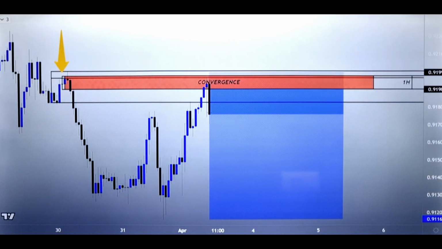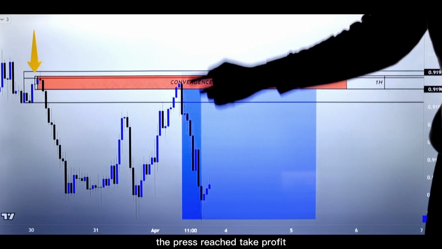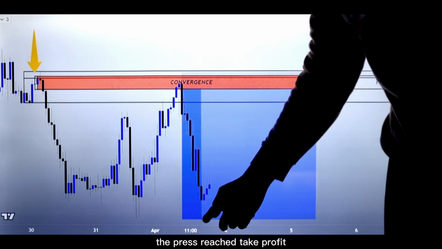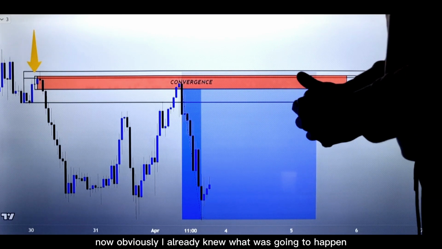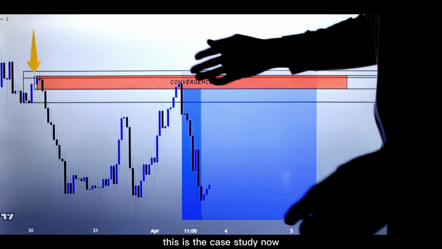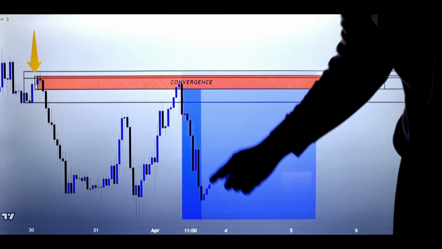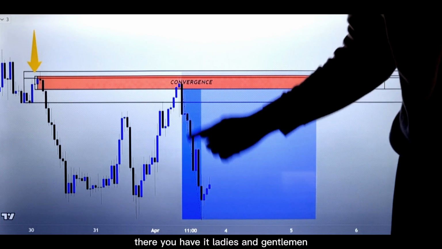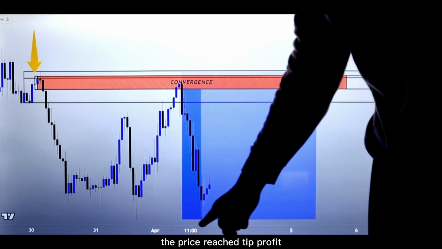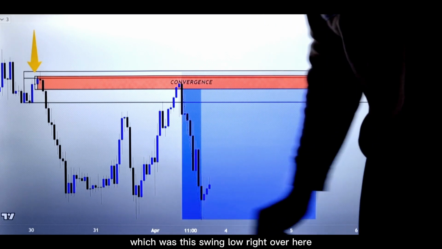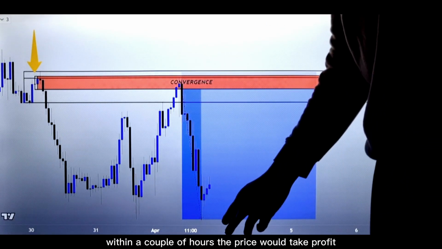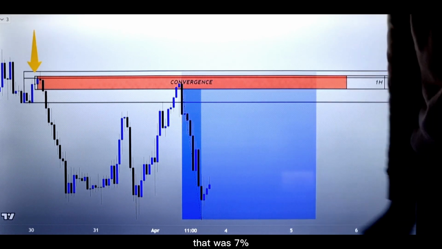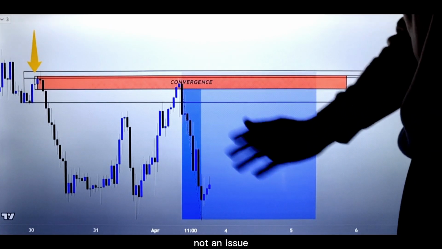Let's continue. Dear students, the price reached take profit. Now obviously I already knew what was going to happen. This is a case study. There you have it, ladies and gentlemen. The price reached take profit, which was this swing low right over here. Within a couple of hours, the price reached take profit. That was 7%. Not a problem, not an issue.